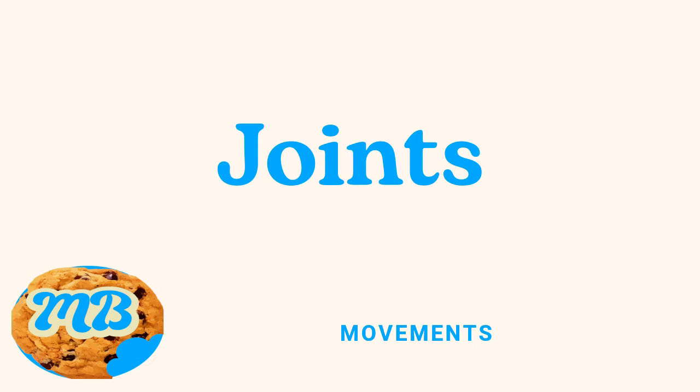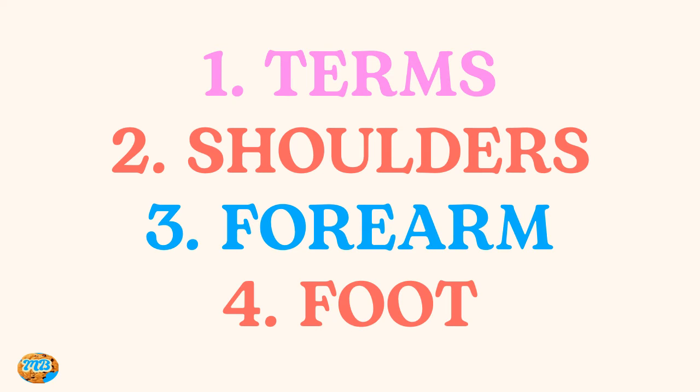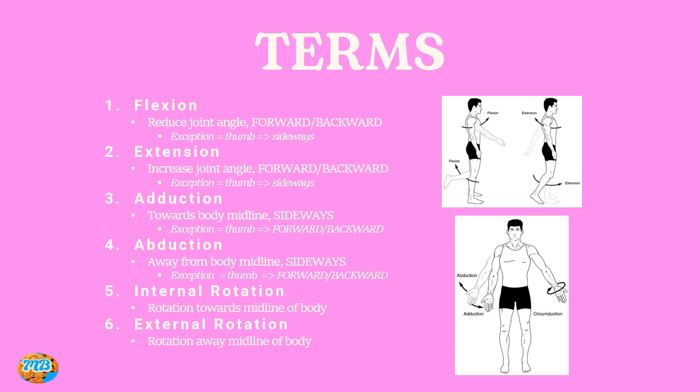If you find yourself feeling confused about the movements of joints like flexion, extension, abduction, adduction, this video will explain it in a simple way so you never will feel confused again. First, we'll go over the terms, then we'll go over movements related to the shoulder, the forearm, and the foot.